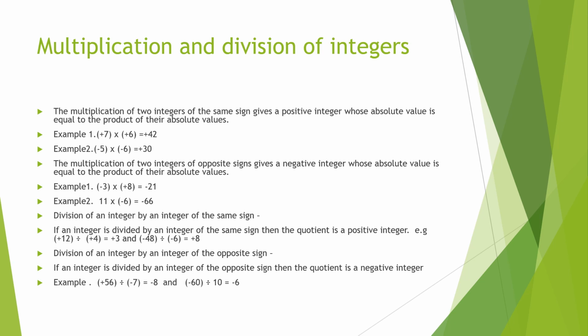Division of an integer by an integer of the opposite sign. If an integer is divided by an integer of the opposite sign, then the quotient is a negative integer. So if we are dividing an integer by another with the opposite sign, one positive and another negative, then the quotient is a negative integer. For example, plus 56 divided by minus 7. If we divide 56 by 7, we get 8. As one of the integers is negative, therefore it is minus 8. Similarly, minus 60 divided by 10 will give you minus 6.